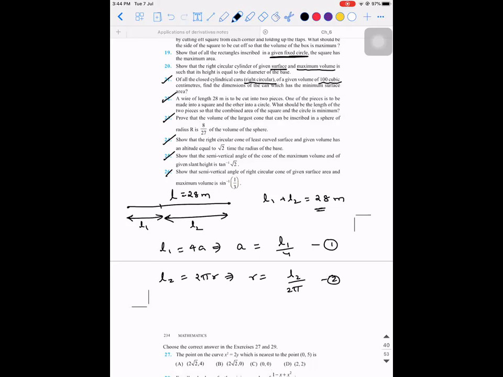Now a is the side of the square, so what is going to be its area? The total area is going to be a square plus pi r square. Can I write it like this? So a square is nothing but L1 square by 16, plus pi into L2 square divided by 4 pi square. If you observe, area is a function of L1 and L2. So how can you write L1 in terms of L2? L1 you can write as 28 minus L2, substitute it and then differentiate and solve it.